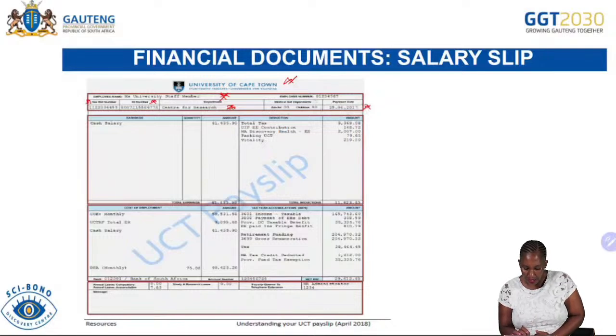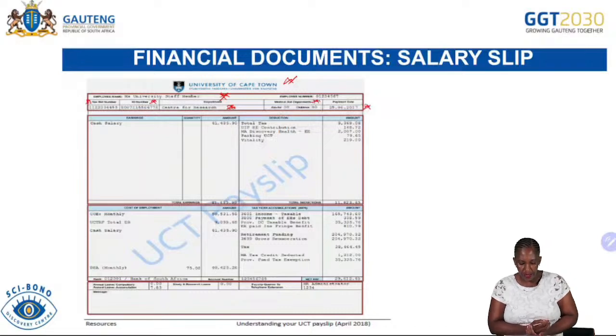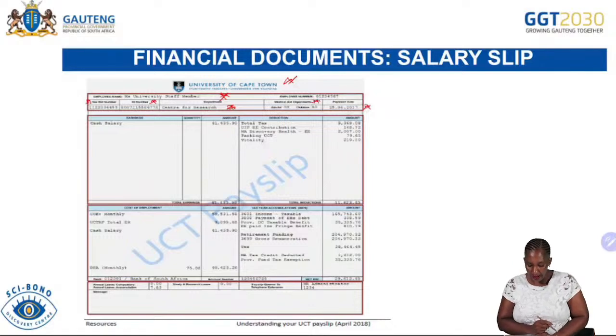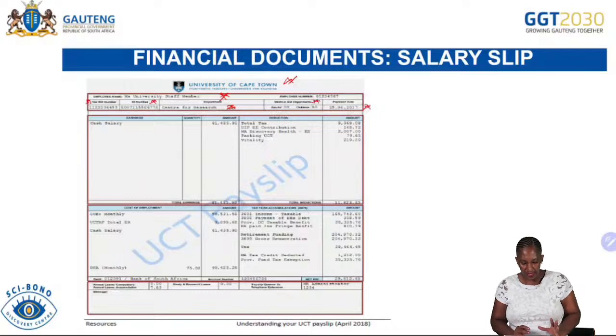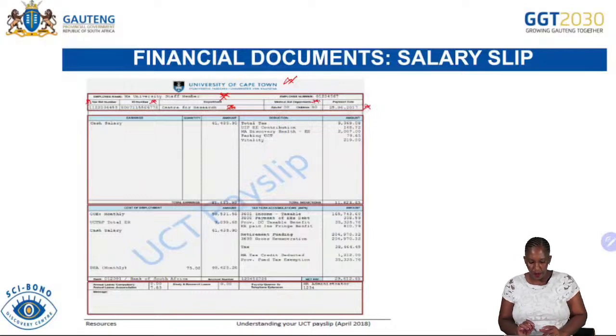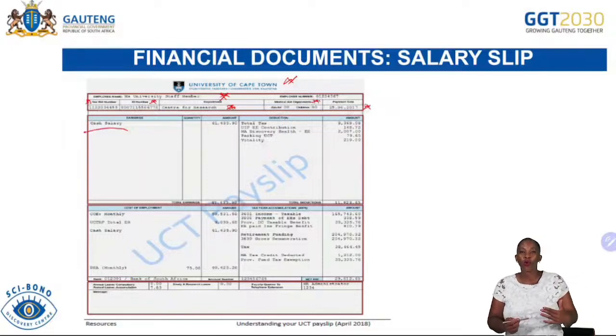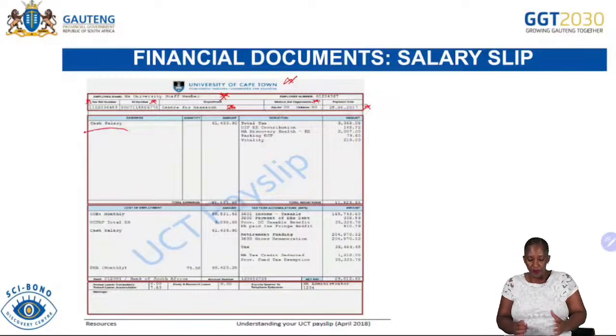And then this person is a medical aid member. She has, or he has, a medical aid. And then how many dependents are there in the medical aid. That information is contained where? In the salary slip. And then also in the salary slip, we have the cash salary. As you can see here, it says cash salary. And cash salary is similar to what? Cash salary is similar to the gross income, because this is the amount before deductions.